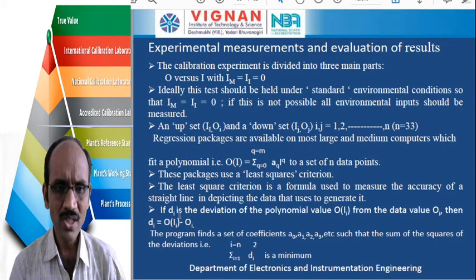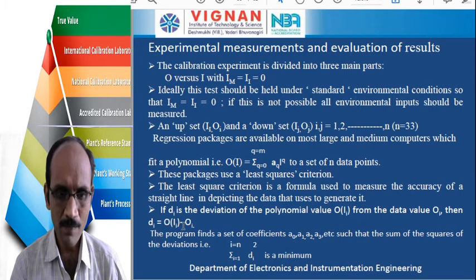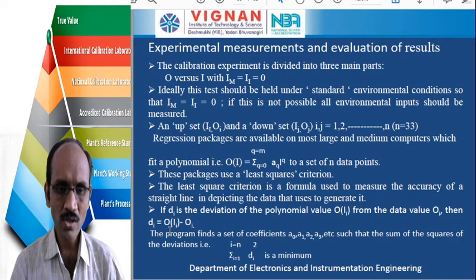Okay. And coming to the deviation, the deviation can be defined as a departure of the measured value from the true value. So the measured value can be indicated as O of I minus O of I. O of I means it is called as a true value. So the difference between the measured value and the true value is called as the deviation. Okay.